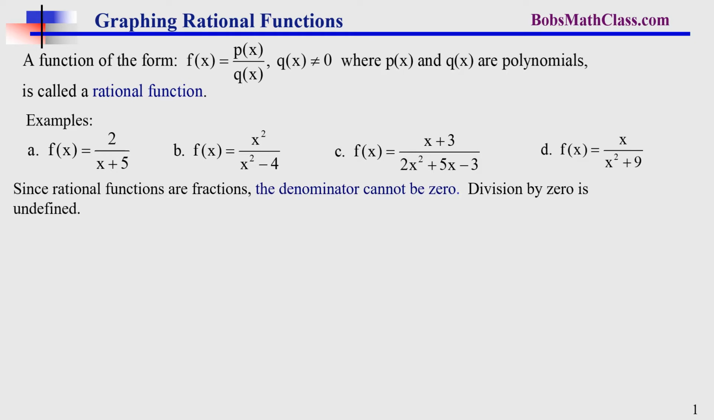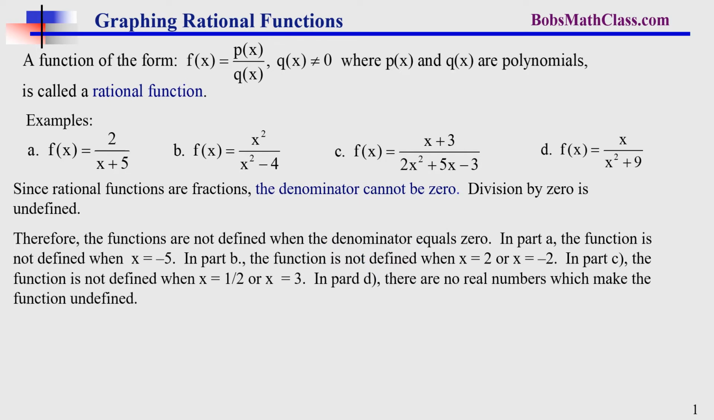Let's look at some of these in a little bit more detail. They're fractions, and one of the things we know about fractions is that the denominator cannot be 0. Right? We cannot have 0 in the denominator. It's called undefined when we divide by 0. Okay, so let's look at each one. Let's look at part A, or example A.